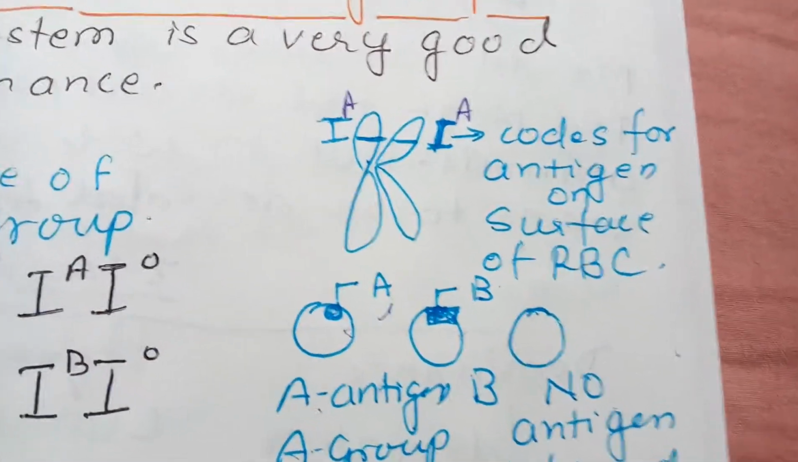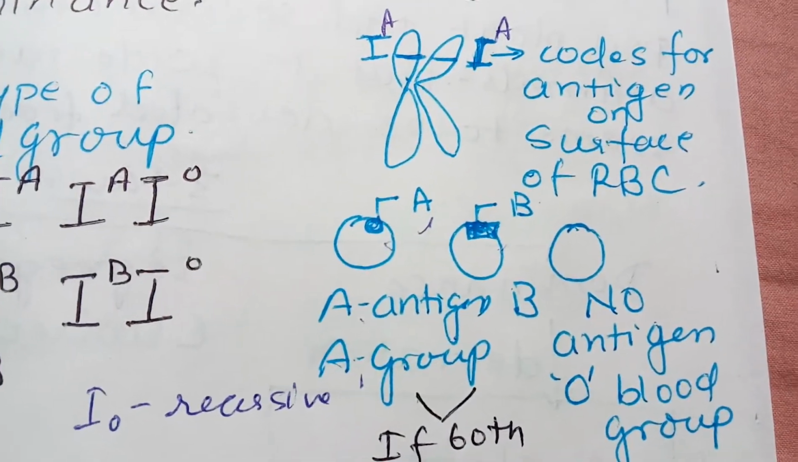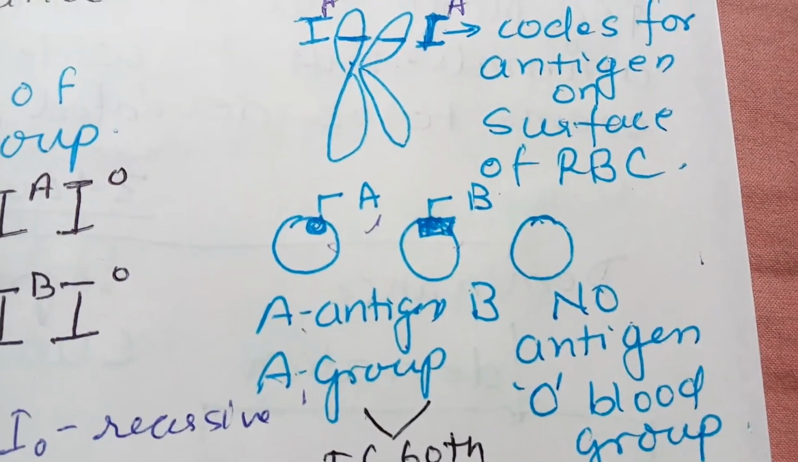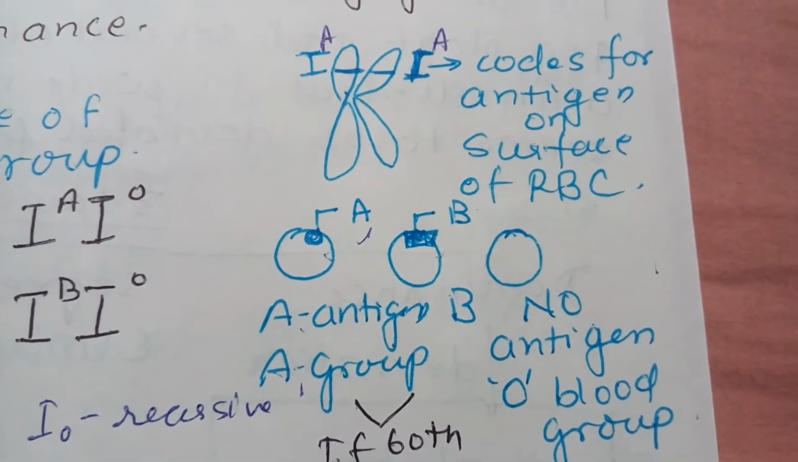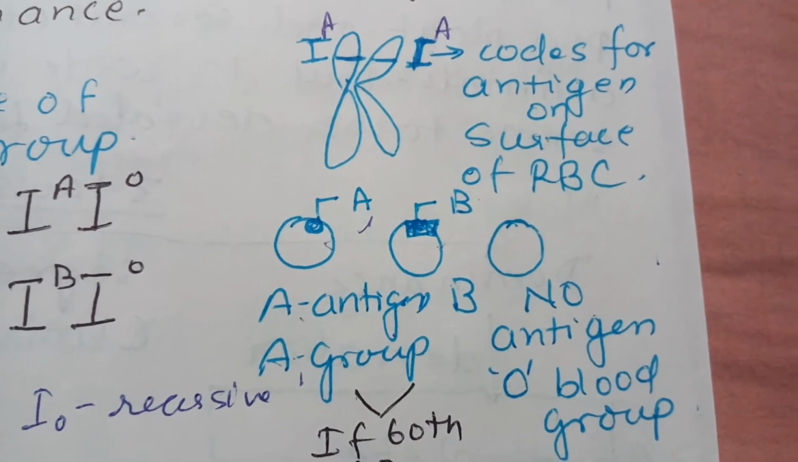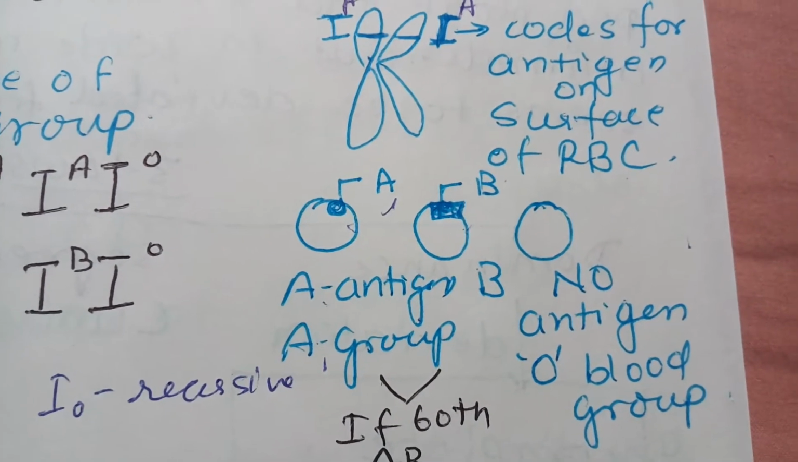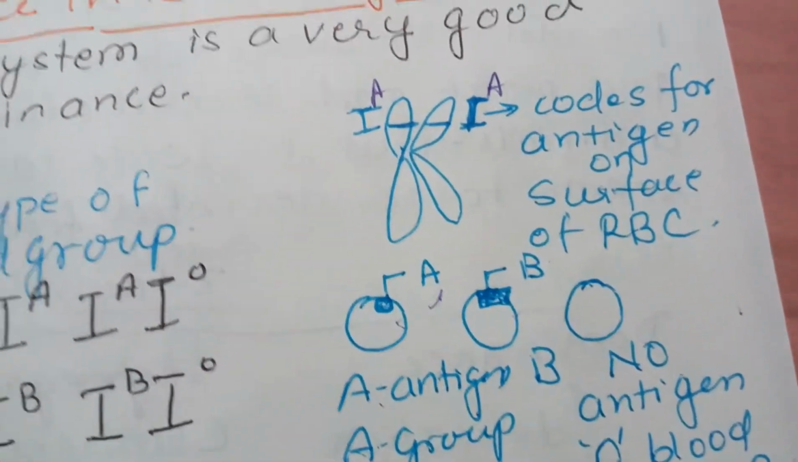So if the gene expresses A type of antigen, we say blood group is A. When it expresses B type of antigen, we say blood group is B. And if it does not express any kind of antigen, we say the person is having blood group O. And if it expresses both A and B type of antigen, then we say the blood group is AB.